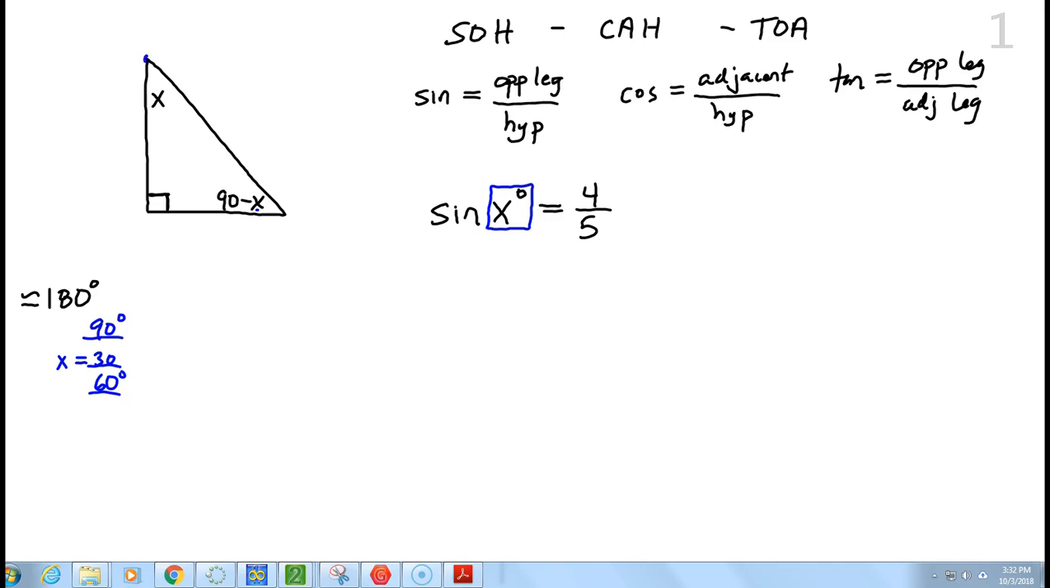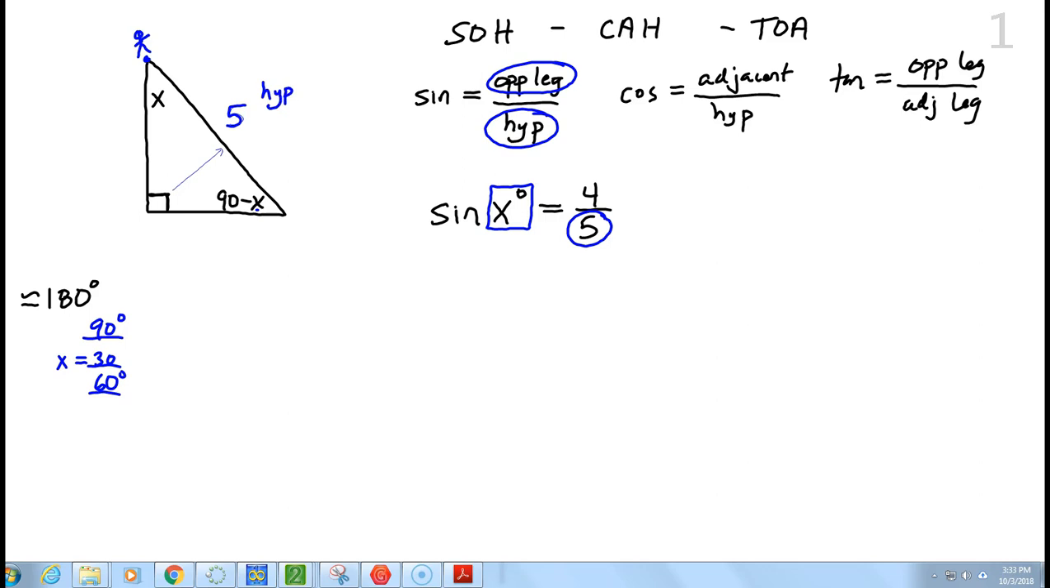So I'm standing up here. Sometimes I even like to draw a person. I'm standing up there on x, and I'm looking out across the triangle. Well, I know that the sine ratio is the opposite leg over the hypotenuse. Let's start with the hypotenuse. The hypotenuse of any right triangle is the side opposite the 90-degree angle. It's the slanted side, but more importantly, it's always opposite the 90. So that's the hypotenuse. I know that this side is 5.